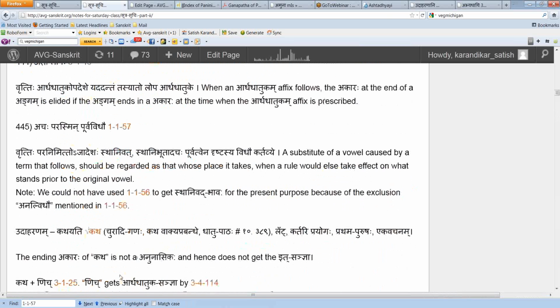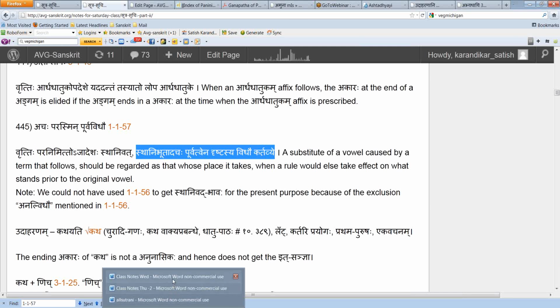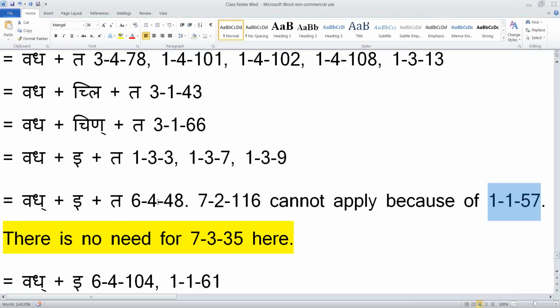Achah parasmin purvavidhau. Paranimitto ajadesha. Ajadesha which is done by something which is following. Sthanivat. Sthanibhuta-achah purvatvena drishtasya vidhau kartavye. So we have paranimitta ajadesha. What do we have right now? We have this beautiful vritti by Bhattoji Dikshita in Siddhanta Kaumudi.